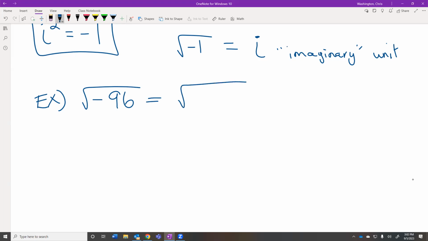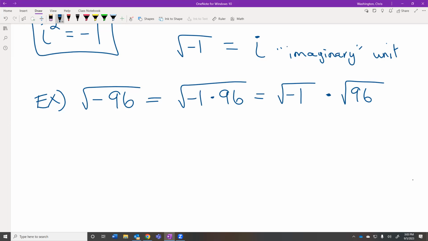The square root of -96 is the same as the square root of -1 times 96. You okay with that? -96 is just -1 times 96. There's a property of square roots that says we can pull this apart and make this into two separate square roots: the square root of -1 times the square root of +96. We can just separate those.